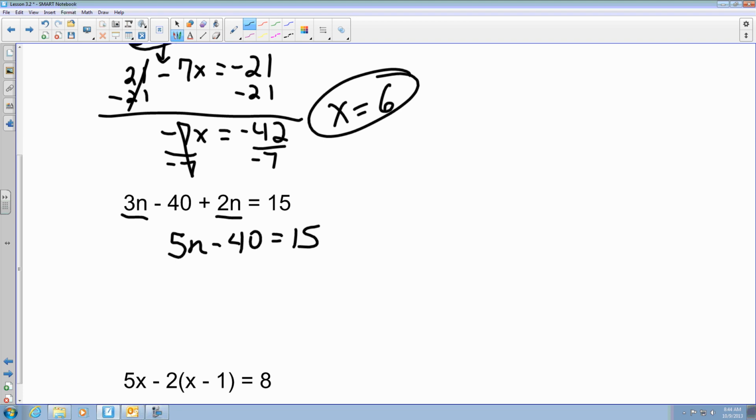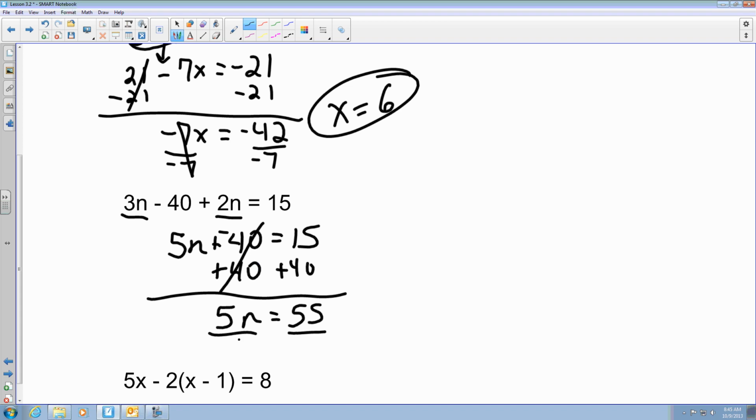Okay. Now it's just like steps from 3.1. To get rid of the constant of 40, I got to add 40 to both sides, because if I cross the line, change the sign here, it's a negative 40. So remove that, so I'm left with 5n equals 40 plus 15 gives me 55. And if I were to divide both sides by 5 to eliminate the coefficient, I get n equals 11.